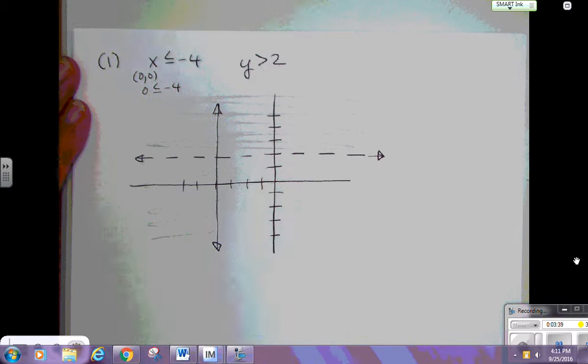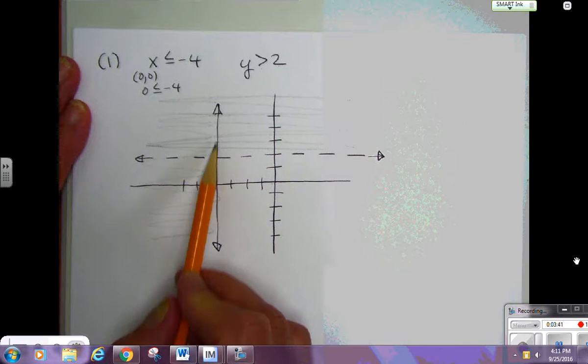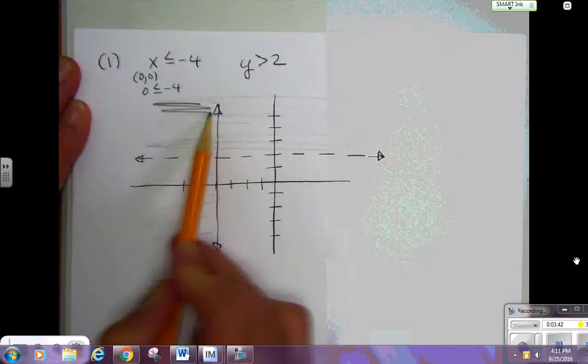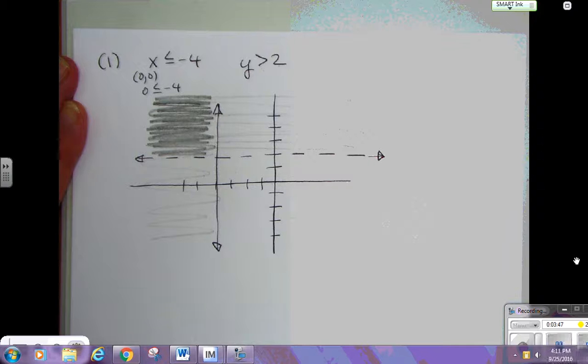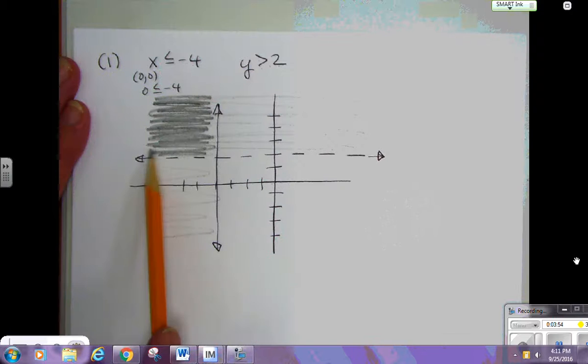Now the overlapping part is this corner on the left, and that is the solution that you're looking for. Those points in that region make both of these true at the same time. So I want to use this part for my solution.